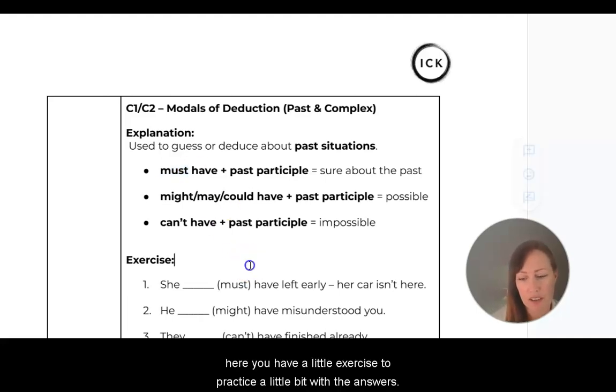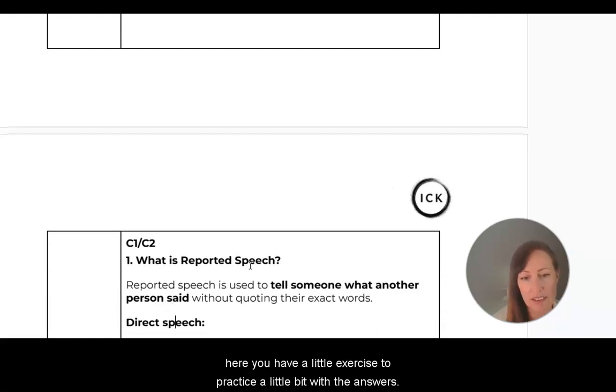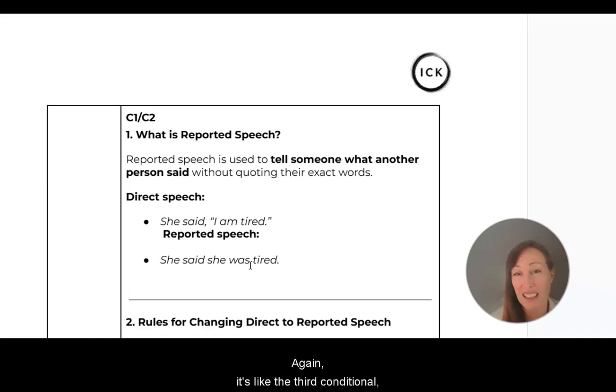Okay, so again here you have a little exercise to practice a little bit with the answers. Again, it's like the third conditional, you know. The third conditional, we use the structure would have gone. The past modals are the same. Might have gone, may have gone.